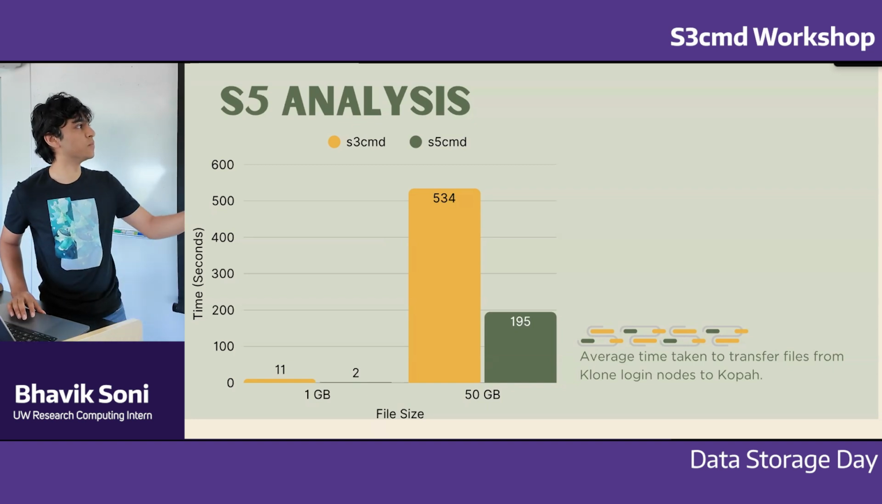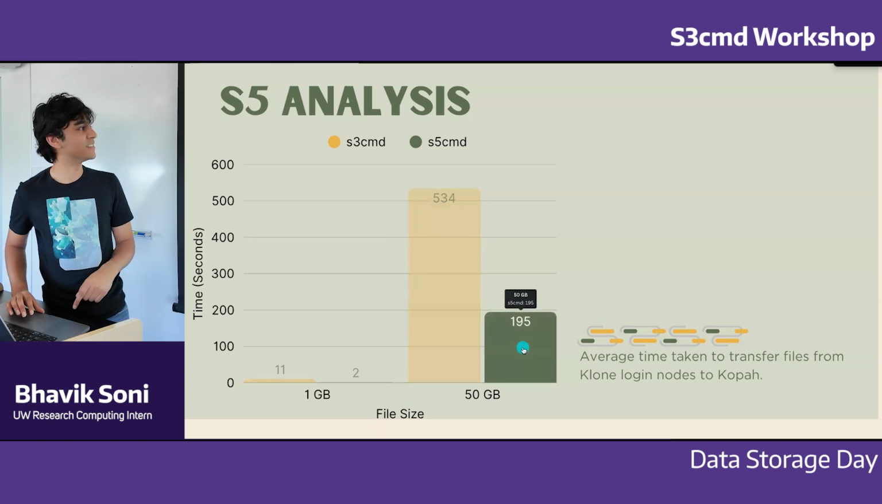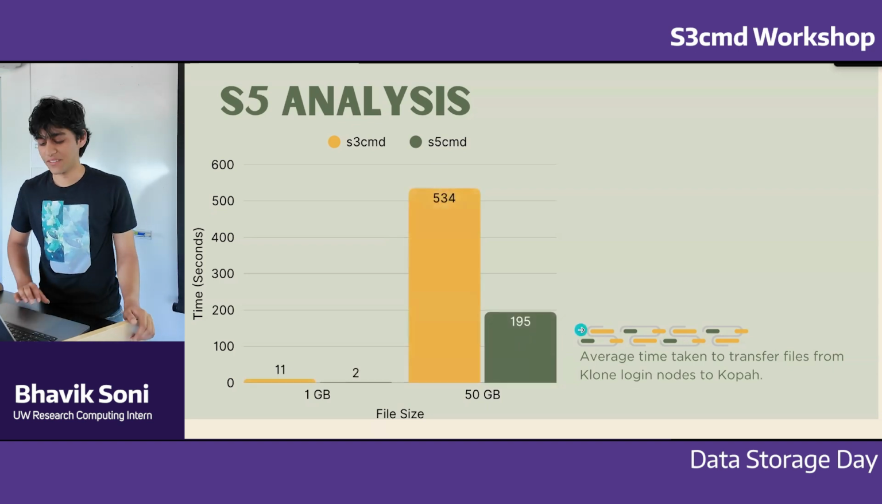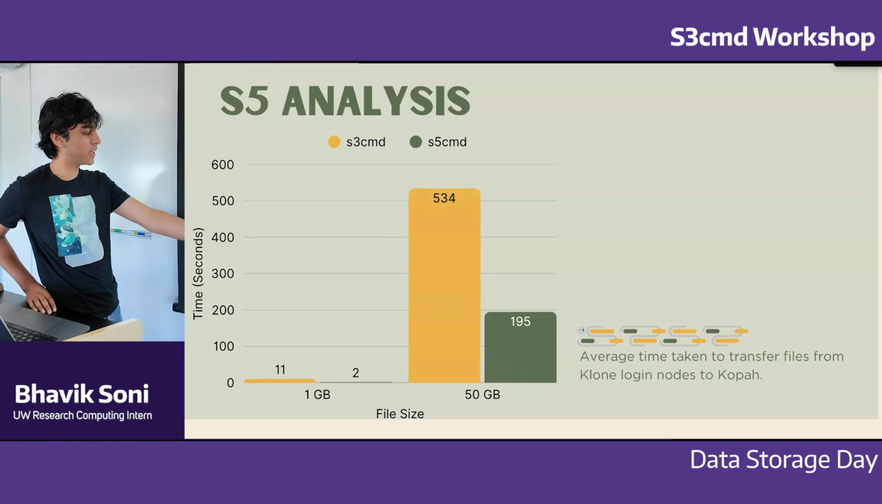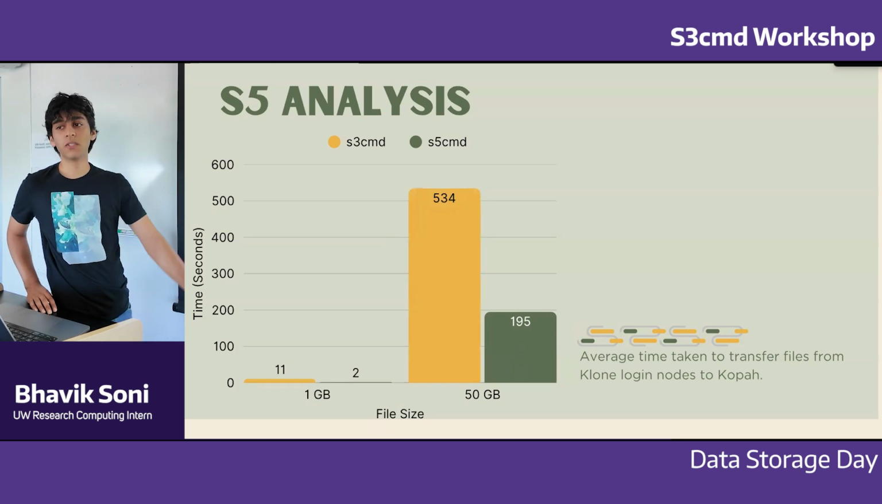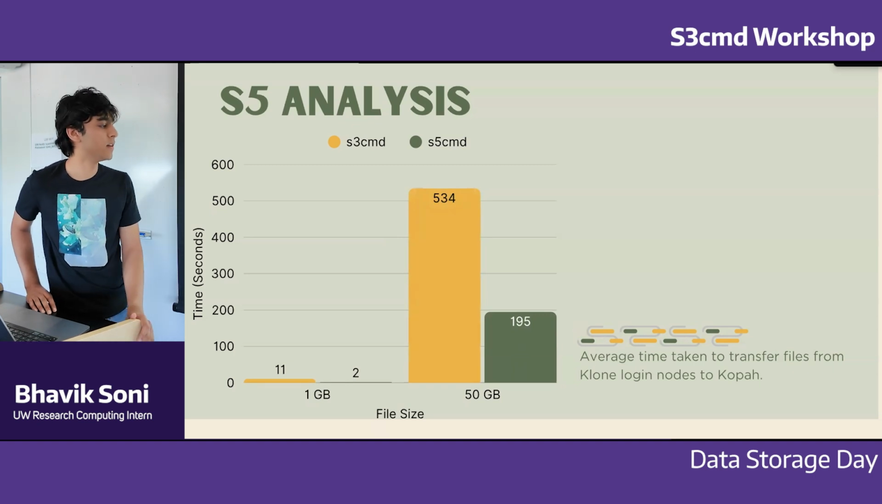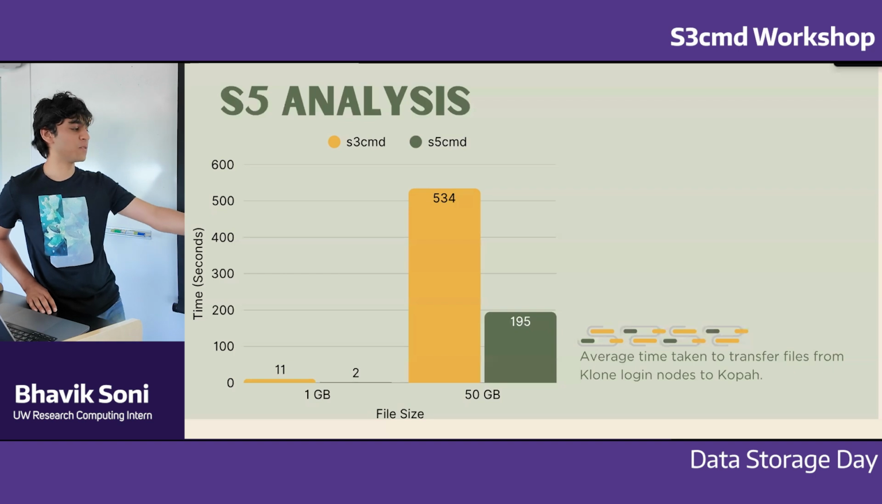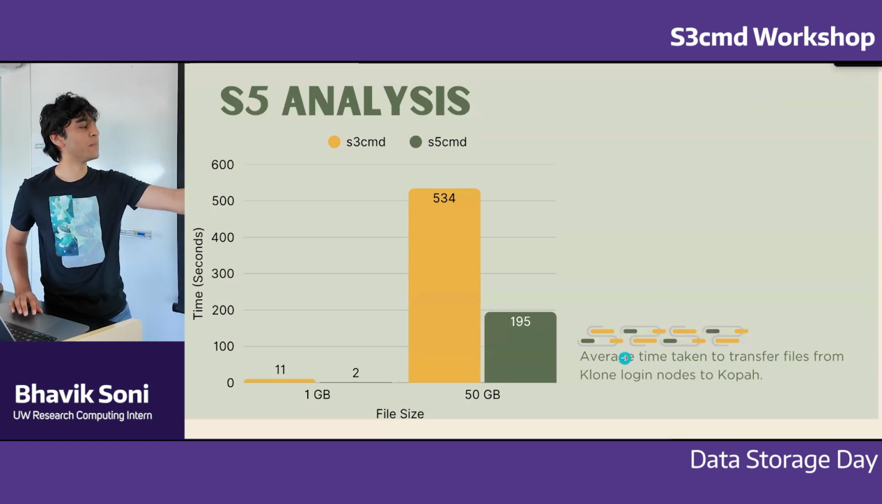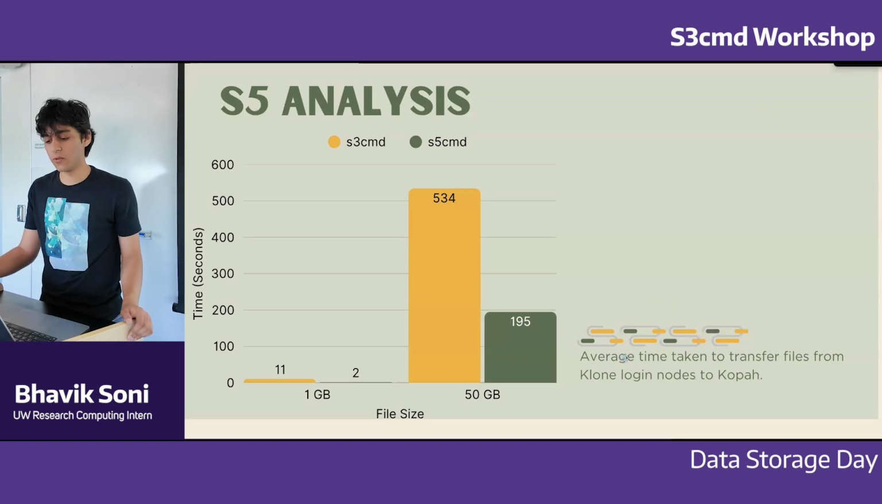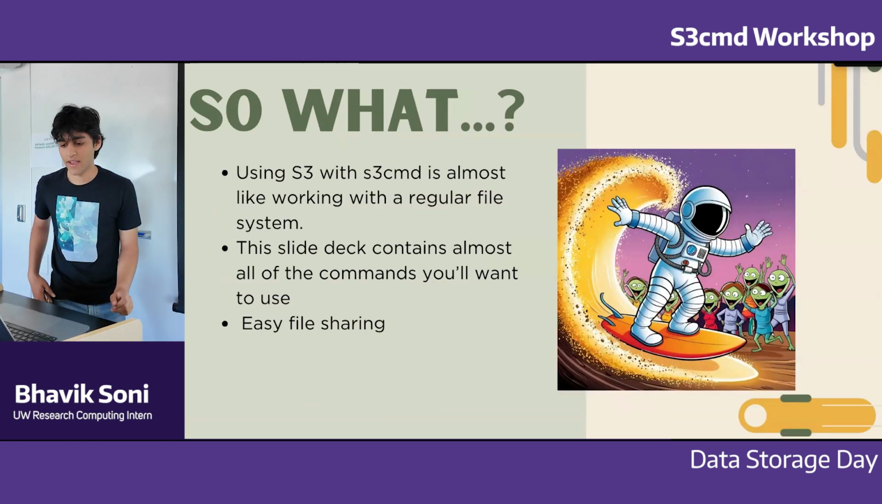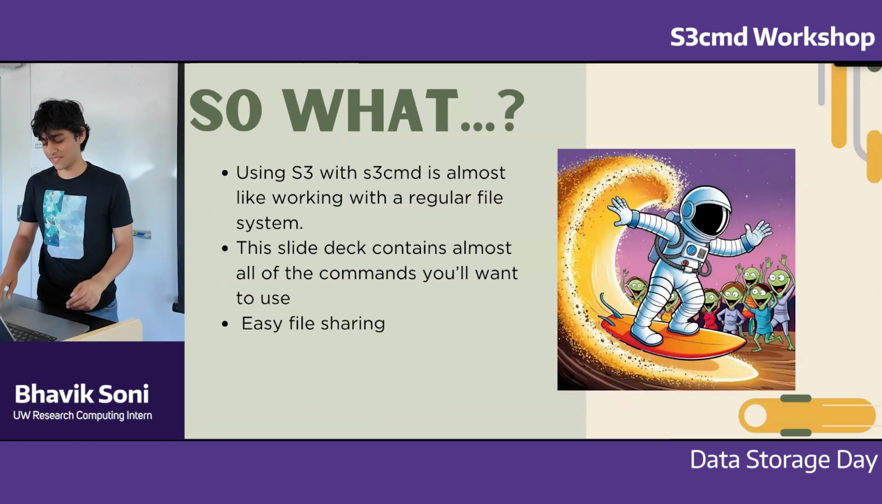It's a little weird, but S5 is a smaller one because this is time, and so you want that down. A gigabyte file might take 2 seconds to move with S5 command, which is actually still pretty good, but it looks a lot better here with 200 seconds as opposed to 500 seconds on a 50 gigabyte file. So transfers are pretty fast. And this is what I've tested between Hayek and Kopah specifically. And then, yeah, you've learned these. Thank you.